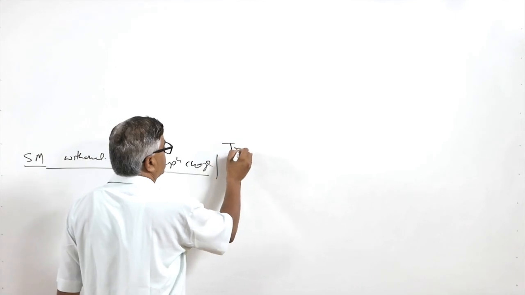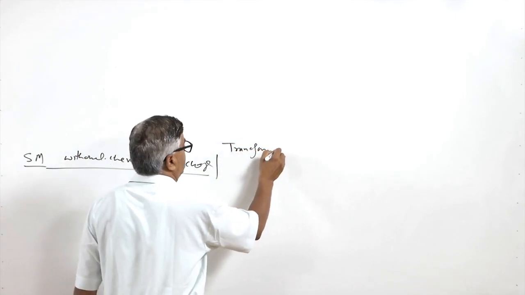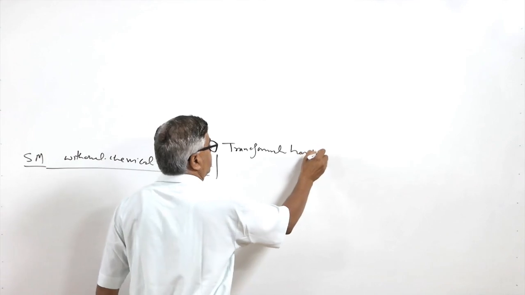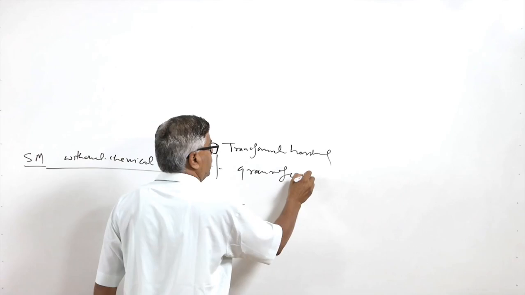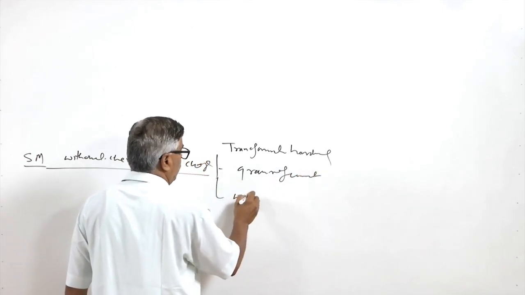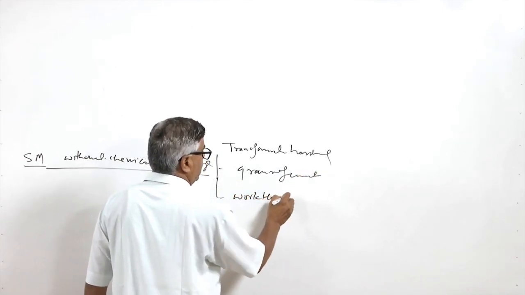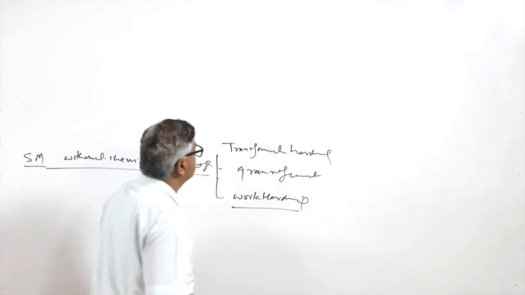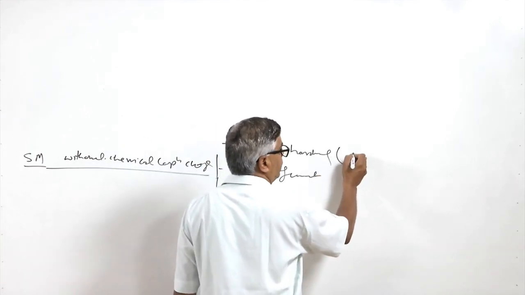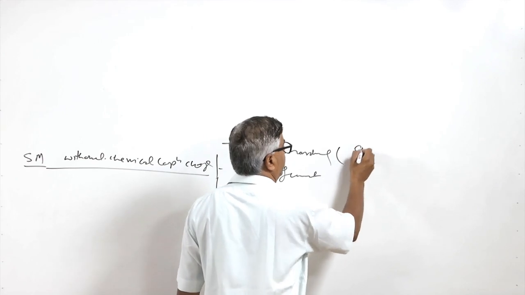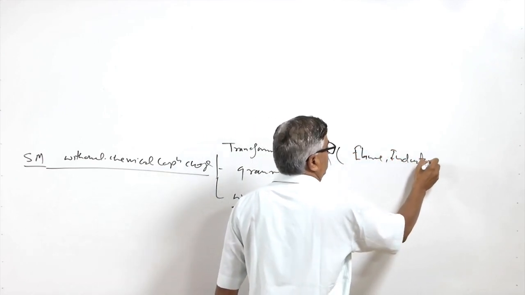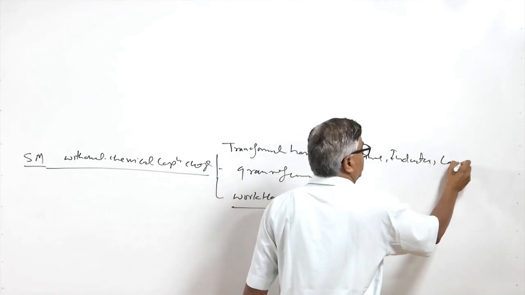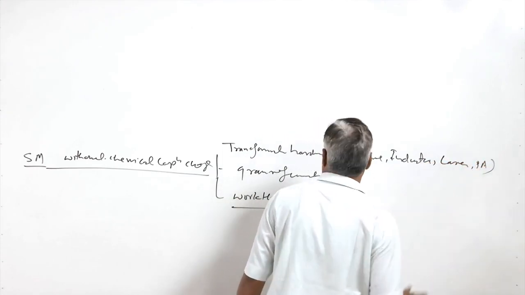As I have said, there is a set of processes which work on three approaches. One is transformation hardening, second is grain refinement, and third is work hardening. And there are various processes under these categories. In transformation hardening we have flame hardening, induction hardening, laser hardening, and plasma arc hardening.